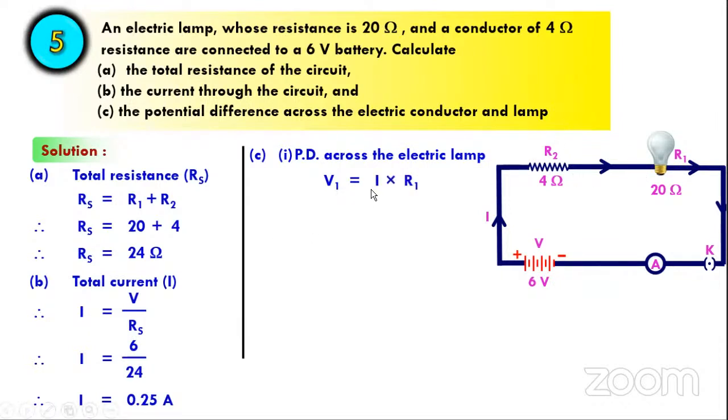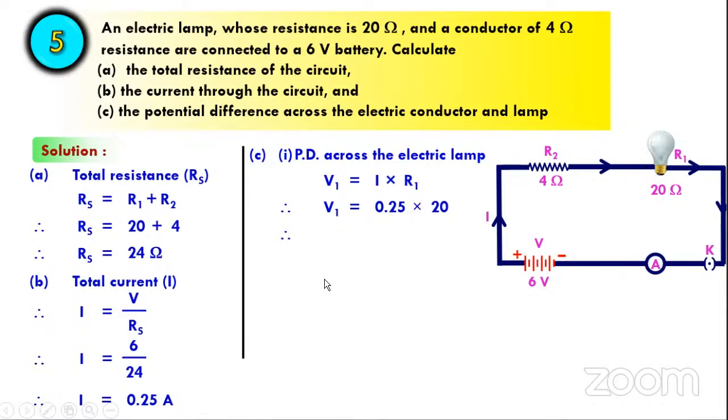V is equal to IR formula. I is how much? I is common through both. Why? Because they are connected in series. So 0.25 into R1. R1 is the electric lamp, 20. So 1 by 4 into 20 is how much? 5.